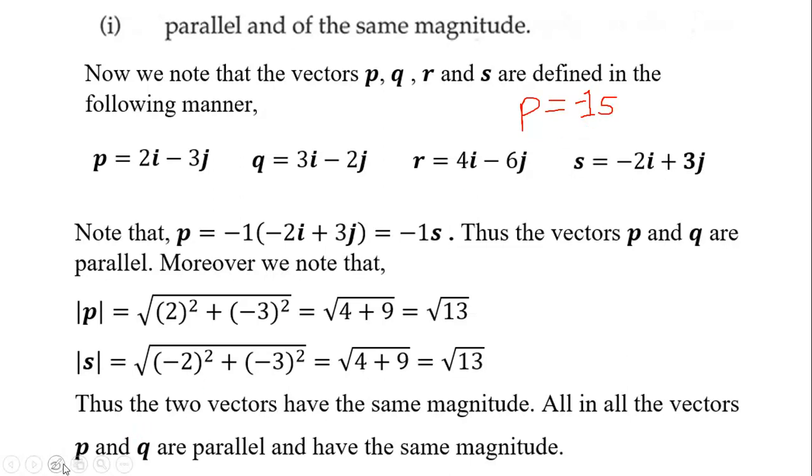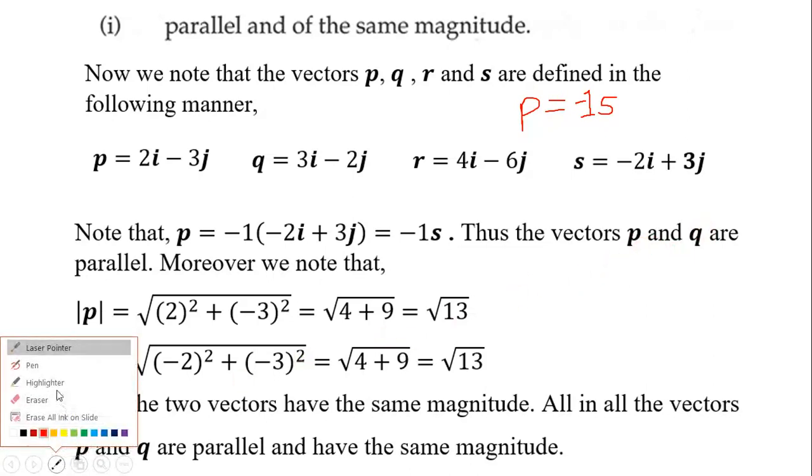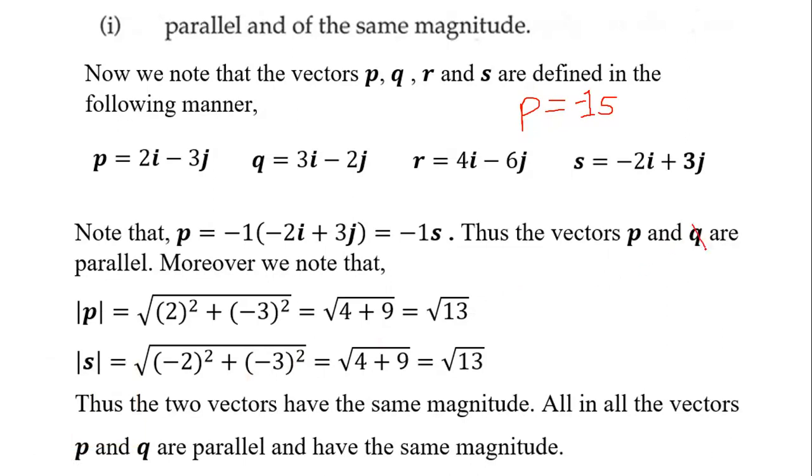So what can we say about this? Since P equals negative 1 times S, that means that the vectors P and S, not P and Q, the vectors P and S are parallel. And why do we say that? Because remember what it means to be parallel. Notice that we have a number, negative 1, that we can use to multiply by S to give us P. And so therefore, the vectors P and S are parallel to each other.